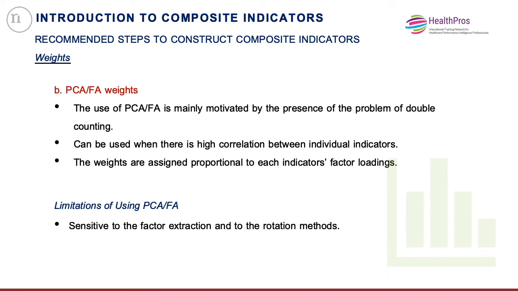The next approach is weights obtained by principal component analysis or factor analysis. This approach is preferred when there is high correlation between individual indicators. The use of principal component analysis or factor analysis is mainly motivated by the problem of double counting. So, as mentioned earlier, when there is high correlation between individual indicators, those indicators may be measuring the same aspect of quality and they may share some underlying characteristics. With this approach, we can group indicators which share similar characteristics together and weight components proportional to their factor loadings. And of course, these weights can be adjusted before getting final weights. These methods can be sensitive to the factor extraction and to the rotation methods that have been used.